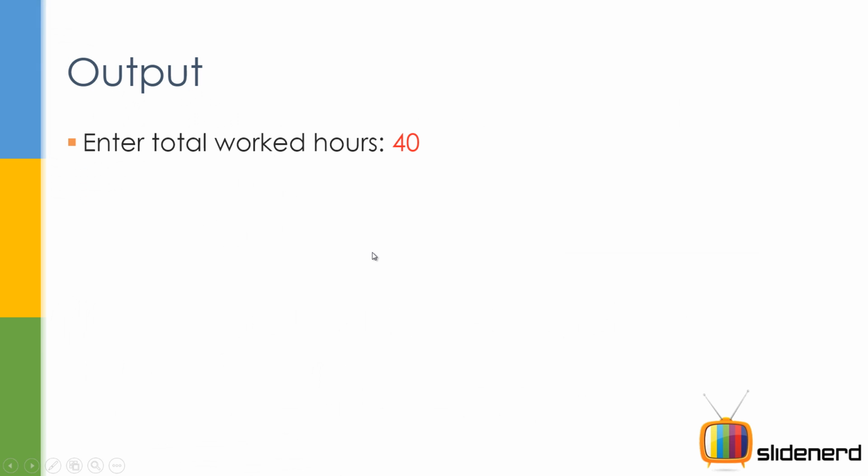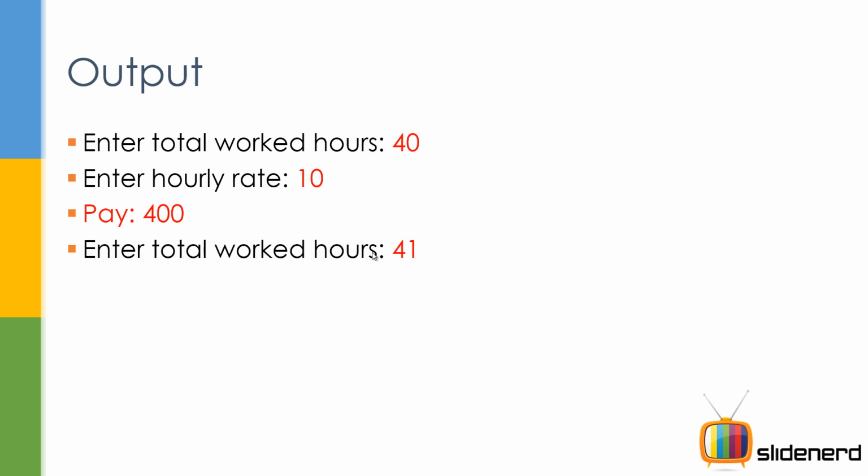First, you have the output. You ask the user, enter number of hours worked, enter hourly rate, say 10. The pay is 400, right? 40 into 10, simple, straight, nothing much. Total hours 41. Now here's the trick.